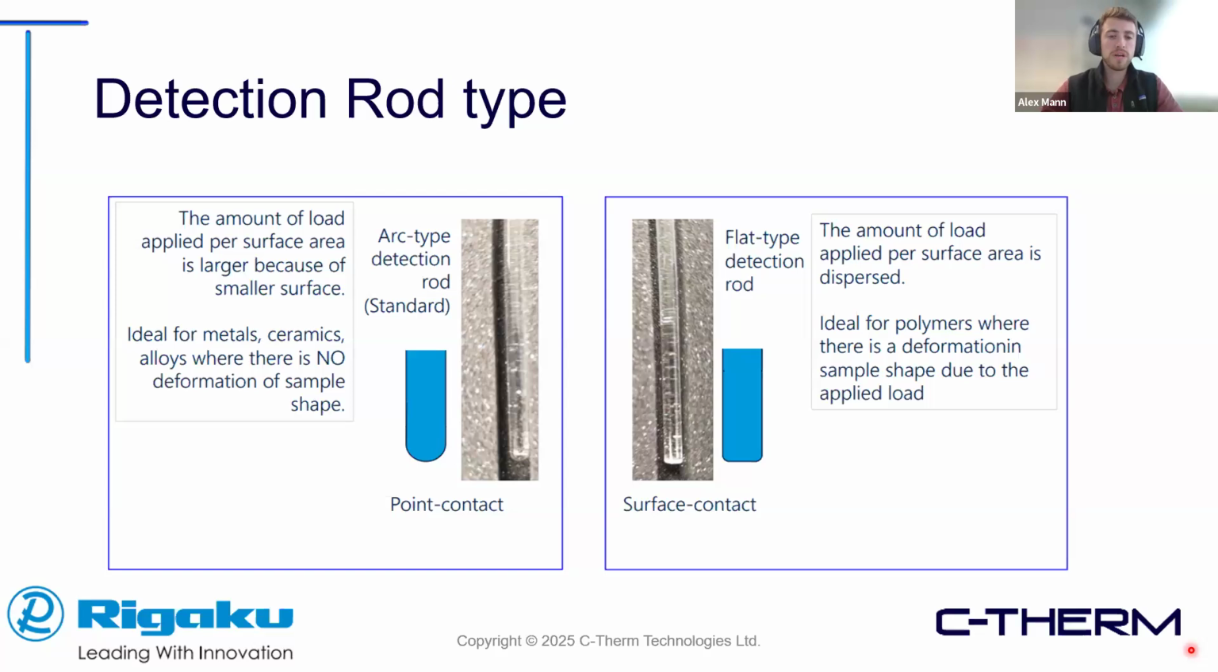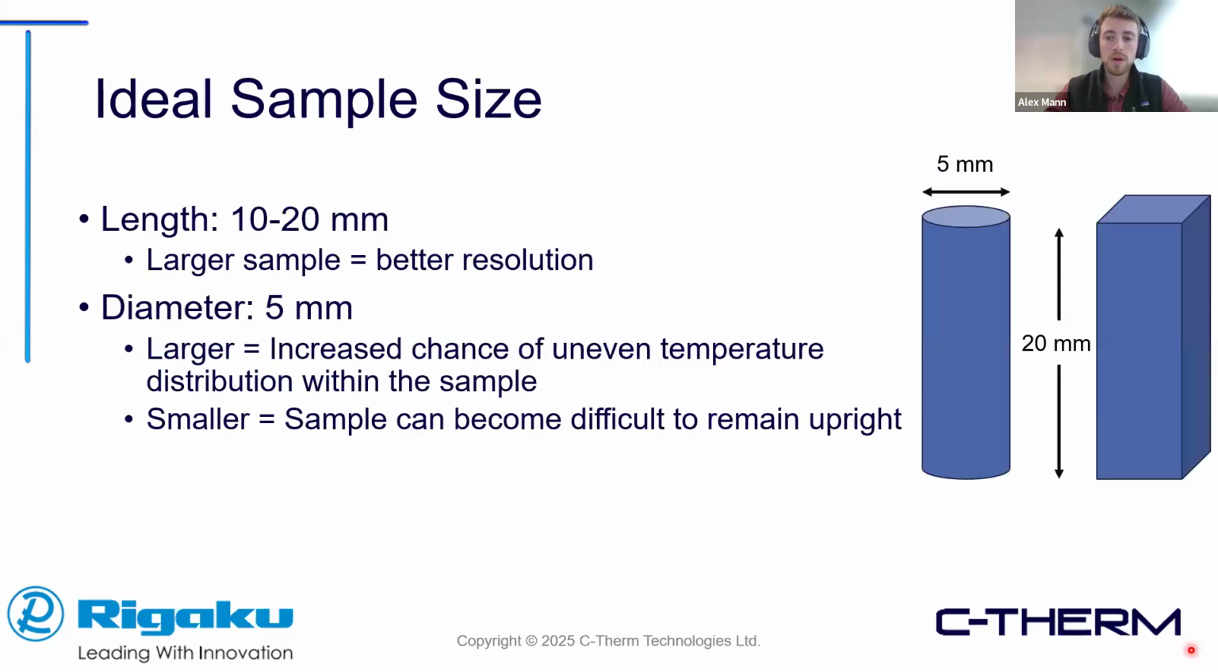Then there's the flat type, where it evenly distributes the load over the top of the sample. This is great for polymers and glasses, where once they get soft, the force could cause the softening point that we spoke of earlier. So for the TMA, the ideal sample size is between around 10 to 20 millimeters.